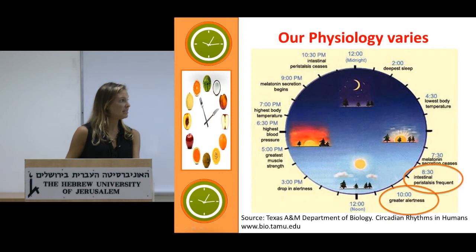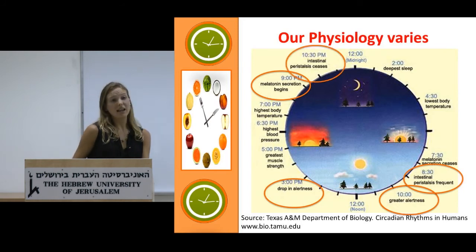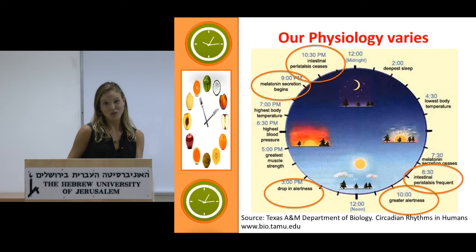Then at 10 in the morning is our greatest period of alertness. This relates to the cortisol secretion that starts even before that. At 3 p.m., we have a drop in alertness because our cortisol level starts to go down. Then at 9 p.m., we have the beginning of melatonin secretion. Melatonin, as you know, is the hormone that relates to sleep time, and it is also related to the dark cycle. So our body is getting ready to go to sleep. And then at 10:30, our intestinal peristalsis ceases. That means it's not the time to eat anymore. It's the time to rest, but not the time to digest.